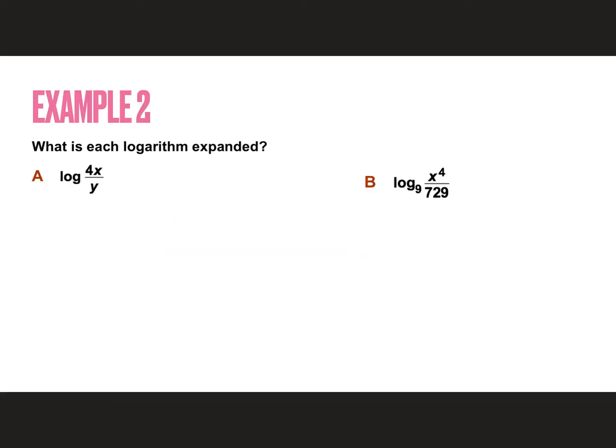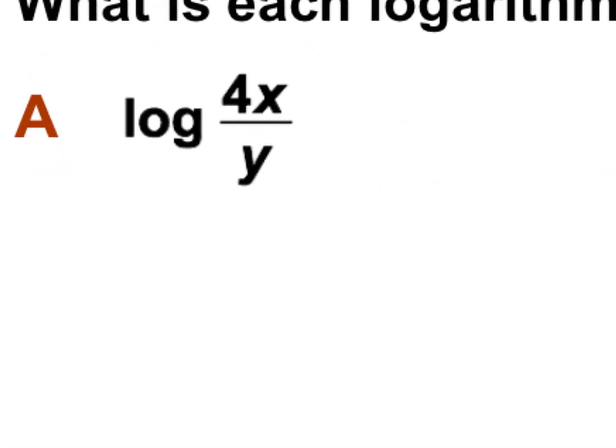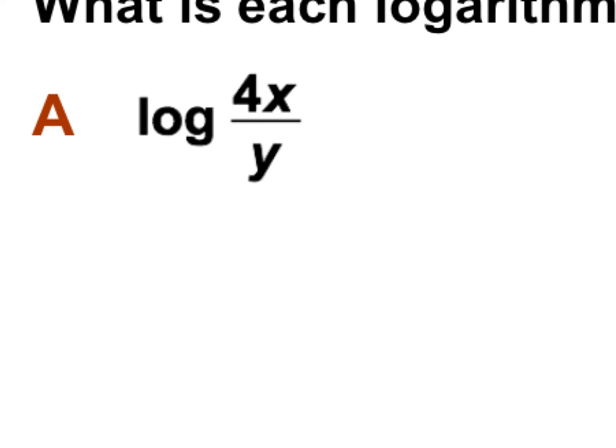All right, example 2, we're expanding it. So it gives us just one log, and we have to expand it however many times we need. So what do I have that's going on between the 4 and the x? What's happening between 4 and x? I'm multiplying these two numbers. So what happens to expand? What goes with multiplication? Addition.